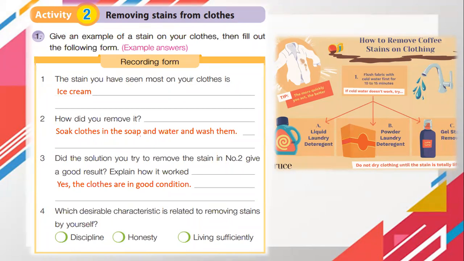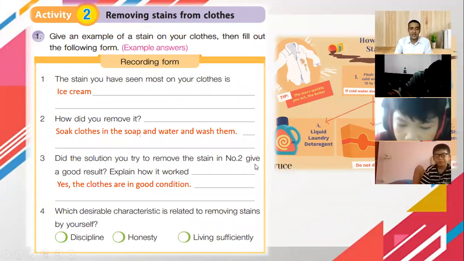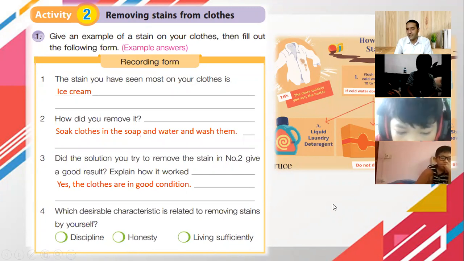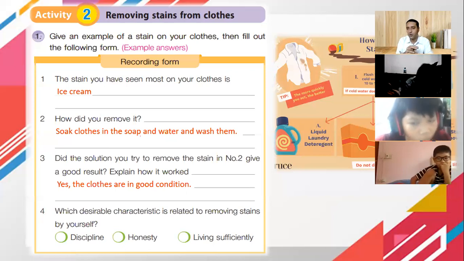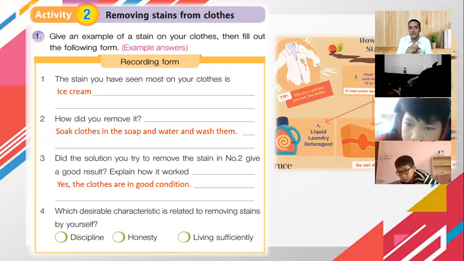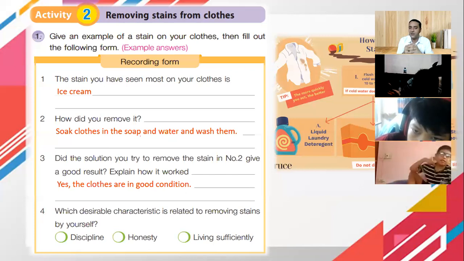Now, describe the desirable characteristic related to removing a stain by yourself. Okay, students, if we remove the stains from the clothes by ourselves, what is the characteristic? It is discipline, honesty, or living sufficiently. What do you think? If you are able to remove the stain from your clothes, what will it help? What will be the characteristic related to removing the stains?